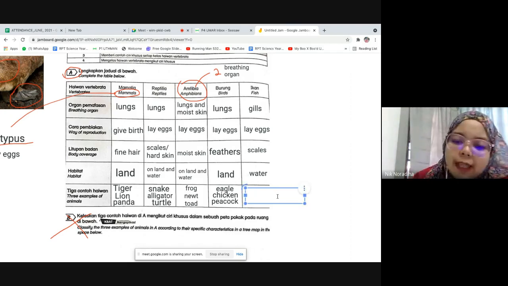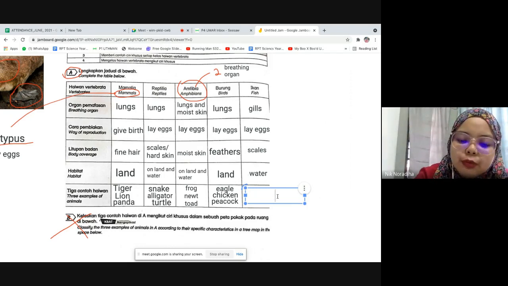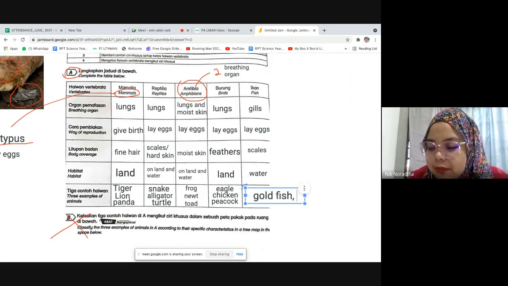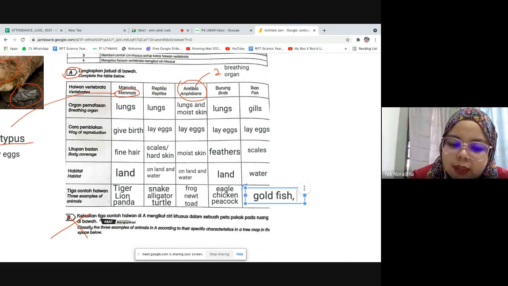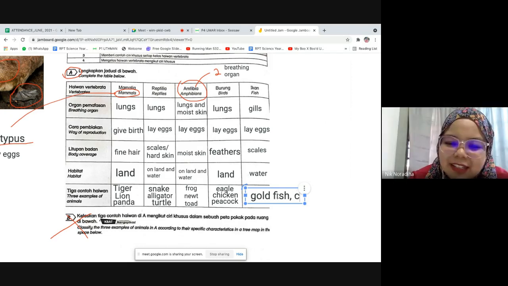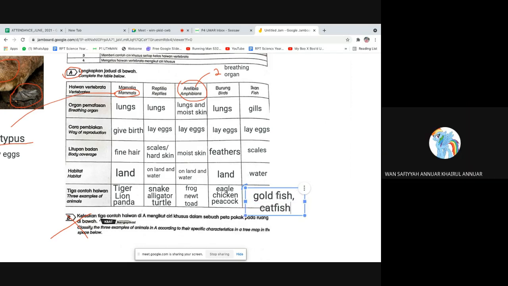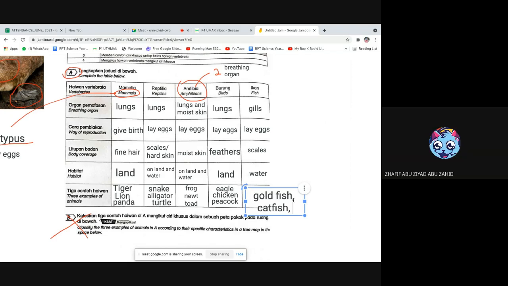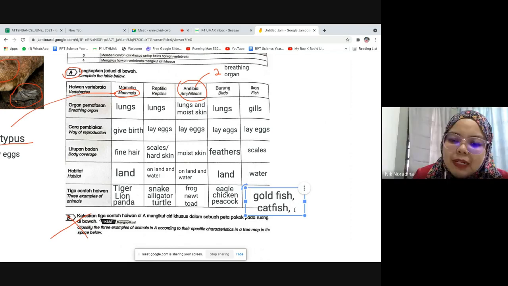Don't worry. Okay. So, three examples of fish. You can just write any fish that you know. Okay, goldfish, as long as they are fish. What else? As long as they are fish. Goldfish. What about sweet fish? Anchovies. Okay, catfish also can. So what is catfish? In Malay, people call it catfish.